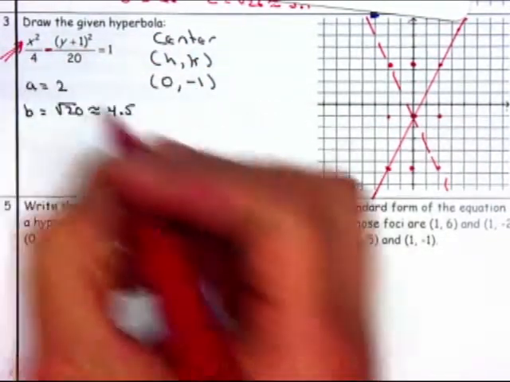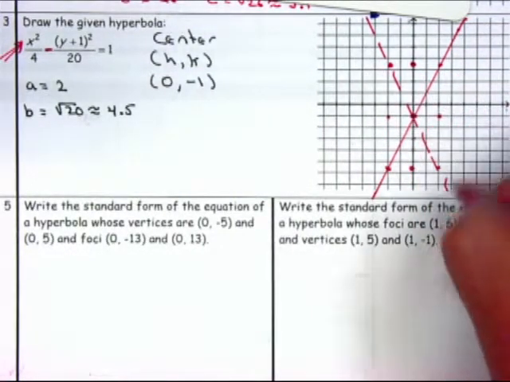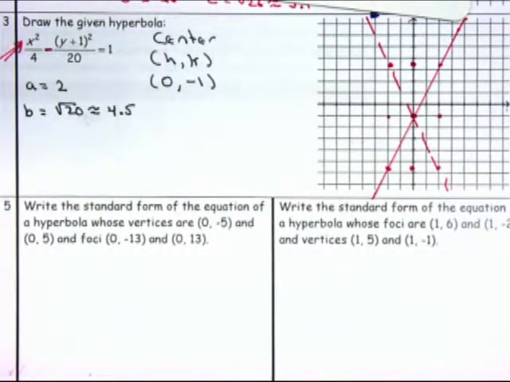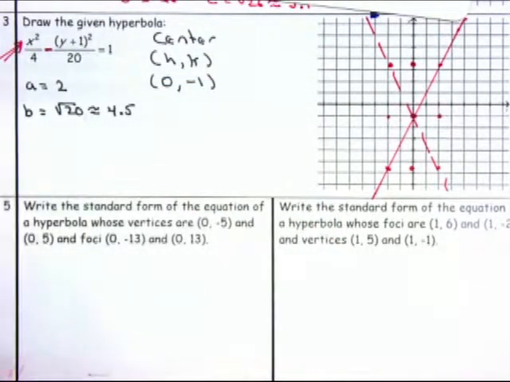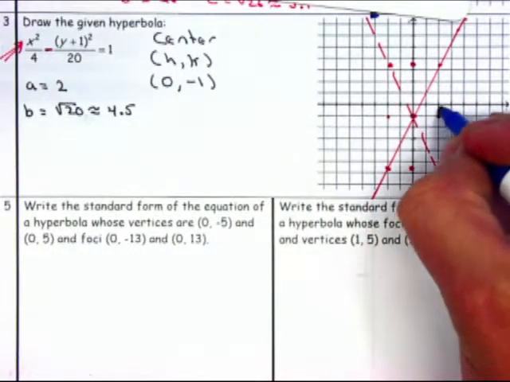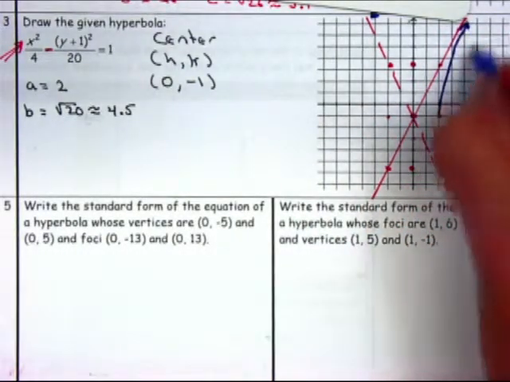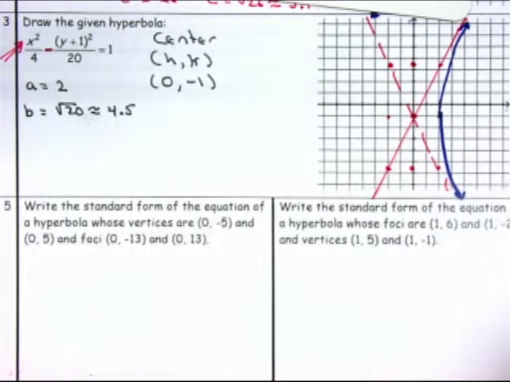I'm going to start on my vertex. It's going to get closer and closer to the asymptote, but it's not going to be touching it. On the other side, start with your vertex, getting closer and closer to your asymptote, but not crossing it. Remember that the reason that we have the asymptote is to be able to help us shape the hyperbola.